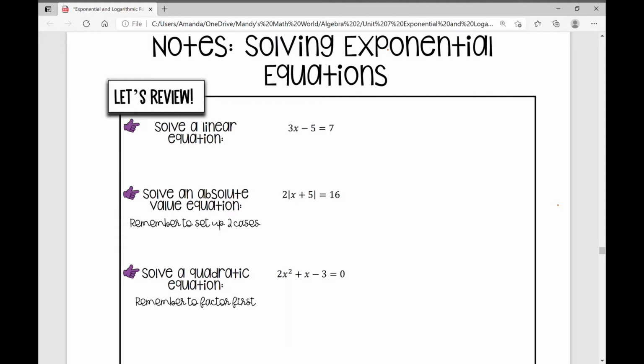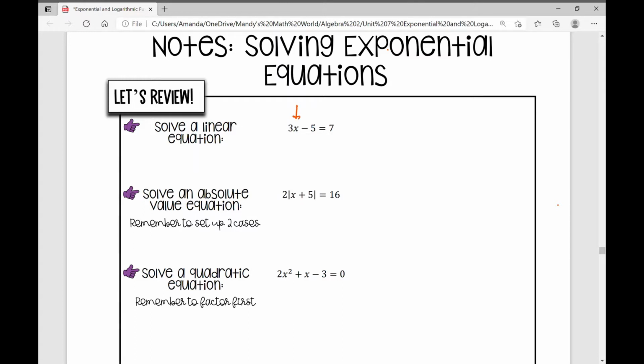Today's notes are over solving exponential equations. So let's look at some other types of equations where we've solved for the value of the variable. In this first example, that's a linear equation, we're going to solve for the value of the variable just using basic inverse operations. So I'm looking for the value of x.